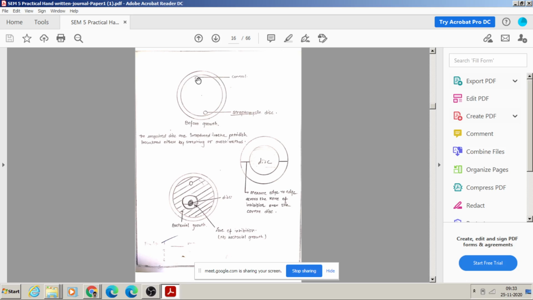The disc is simply dipped into the solution in which streptomycin is prepared, but without streptomycin. It means it is an aqueous solution, or a saline solution. The disc is dipped only in that solution and brought in contact with the surface. So here there is no antimicrobial compound, but here there is an antimicrobial compound.